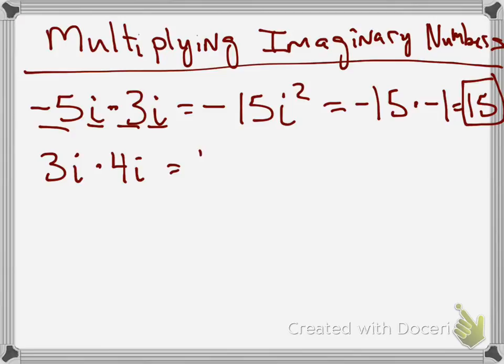Well, what about 3i times 4i? That's 12i squared. And i squared we now know is negative 1, so negative 1 times 12 would be negative 12.